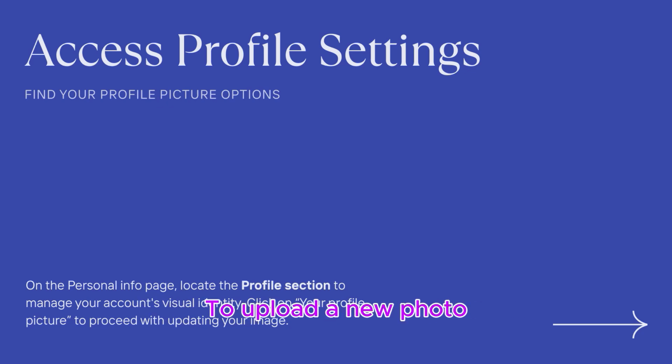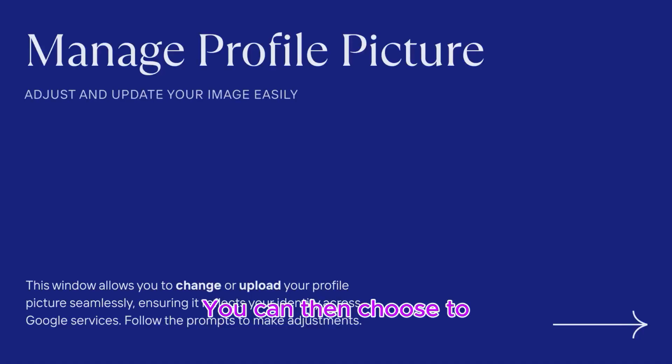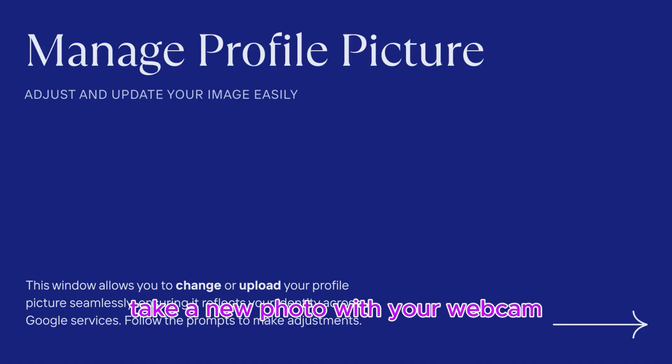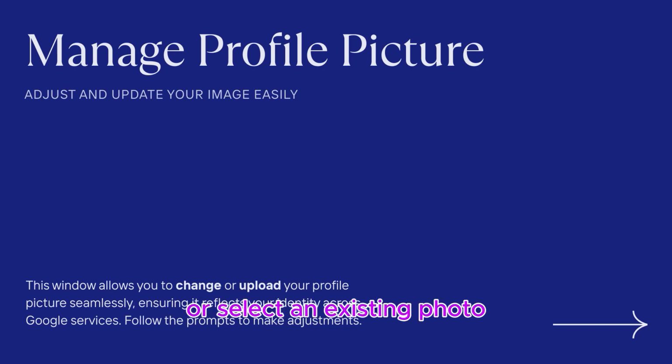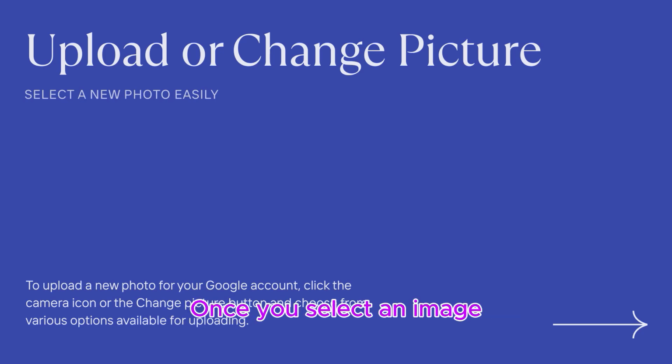To upload a new photo, click the camera icon or the Change Picture button. You can then choose to upload a photo from your computer, take a new photo with your webcam, or select an existing photo from your Google Photos library. Once you select an image, you can crop and adjust it within a circular frame. Click Set as Profile Picture when you are satisfied.